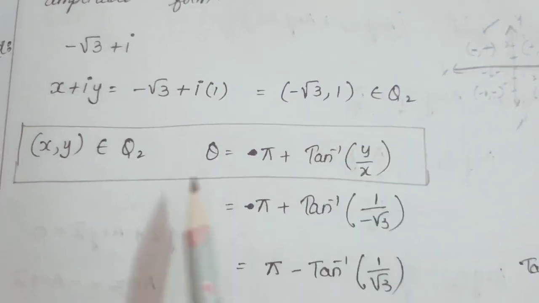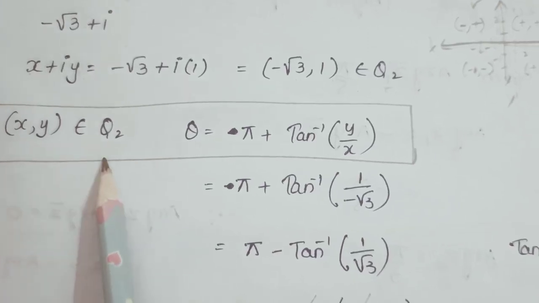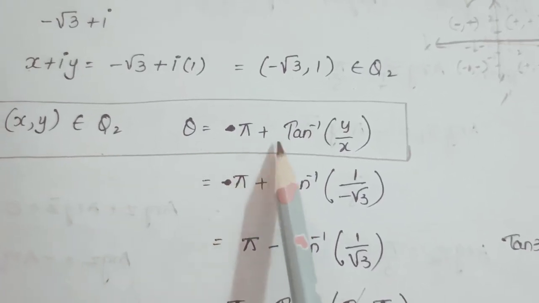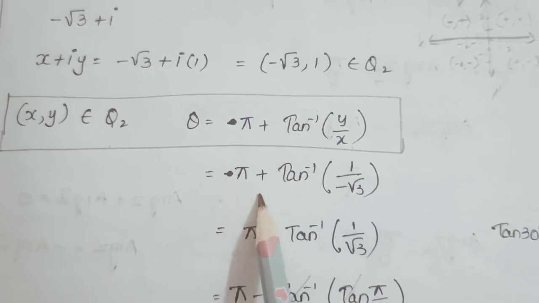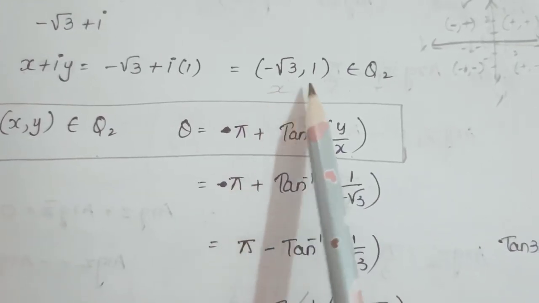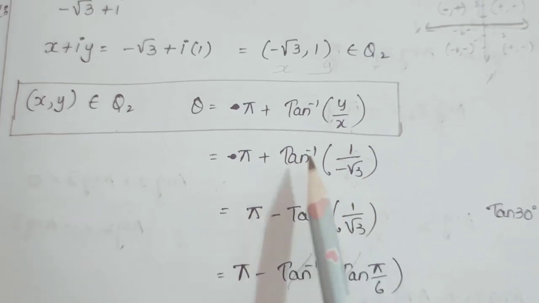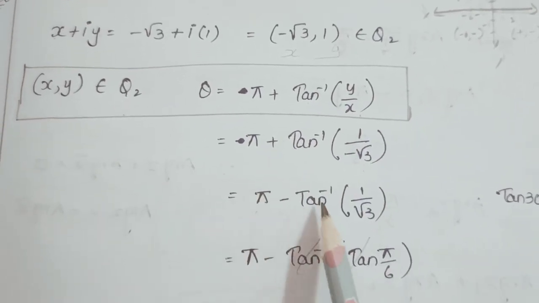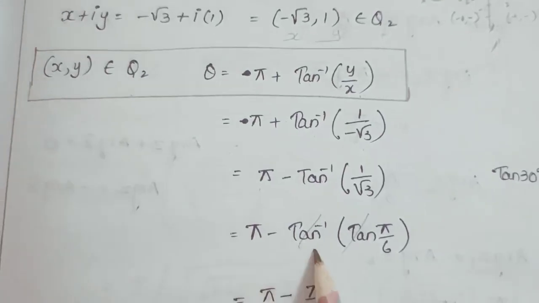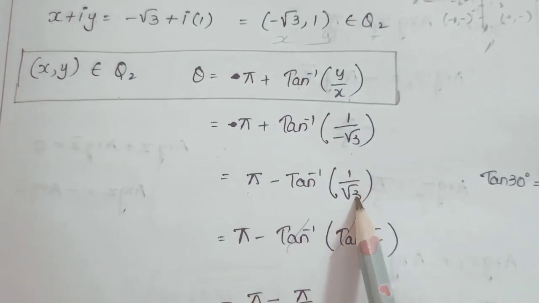For the second quadrant, the formula is, if the point belongs to the second quadrant, then theta is equal to pi plus tan inverse y by x. This is x and this is y. So y is 1 by minus root 3. This minus will be multiplied here. Pi minus tan inverse of 1 by root 3. Tan inverse of 1 by root 3 is nothing but 30 degrees.